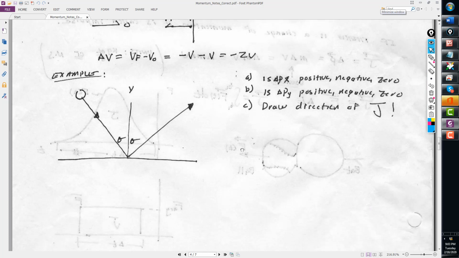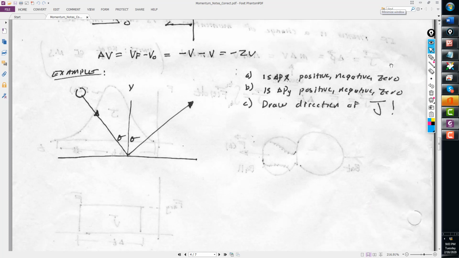Now let's talk about this. This is an interesting example. There's a ball bouncing here. So here's a ball, and it's bouncing into the ground like this. It comes into the ground and it ricochets and comes back up. And let's just say it comes back with the same exact speed and the same exact angles. So what's going on here?